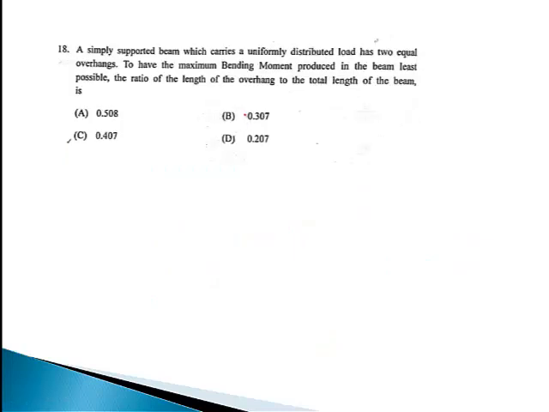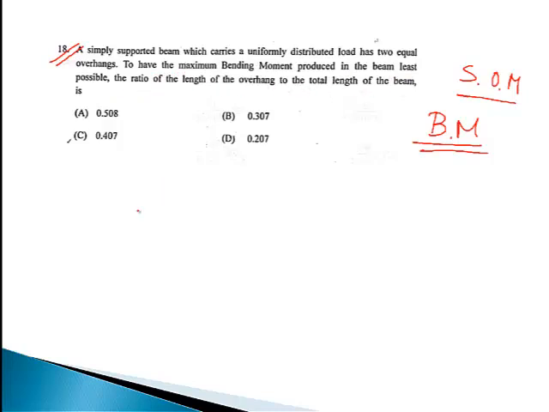Now this is also a strength of materials question from bending moment. Okay. Now this is a very tricky question, and this question is very important also. It came not only in this exam, in other APSC questions also, and other competitive examination questions. So it's a little tricky, so let's see how to solve this. The question is, a simply supported beam which carries a uniformly distributed load has two equal overhangs. To have the maximum bending moment produced in the beam least possible, the ratio of length of the overhang to the total length of the beam.